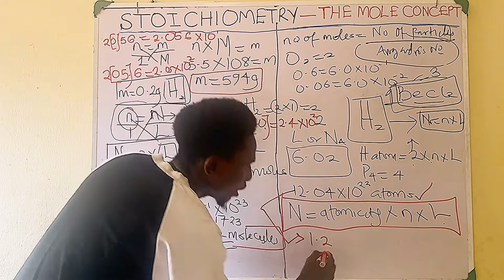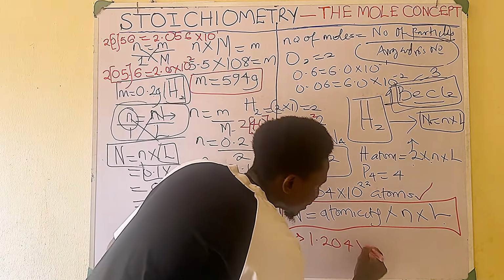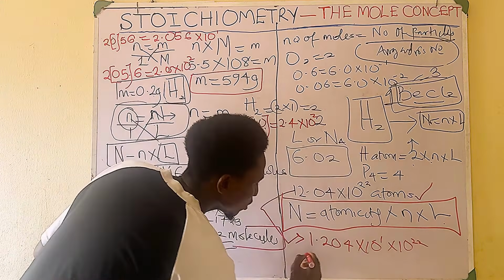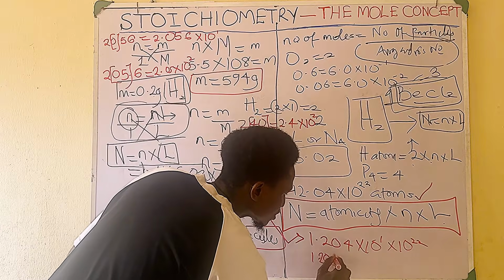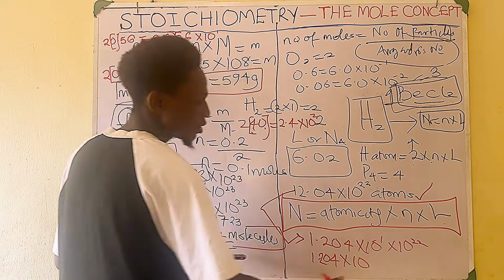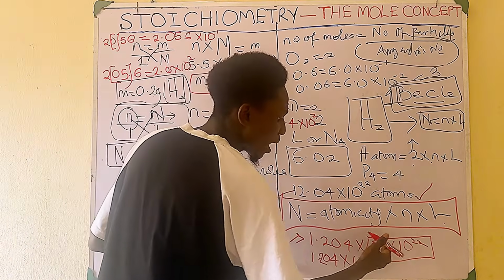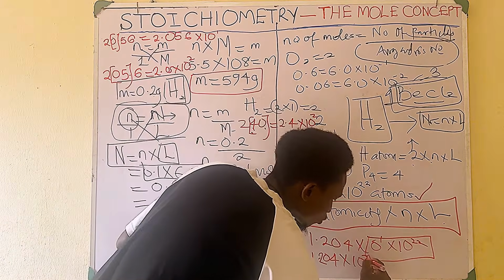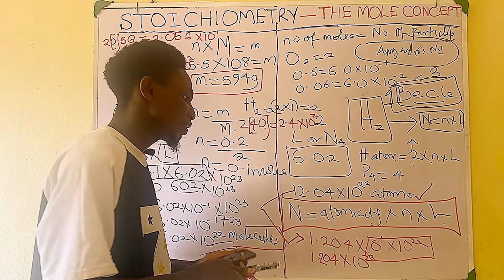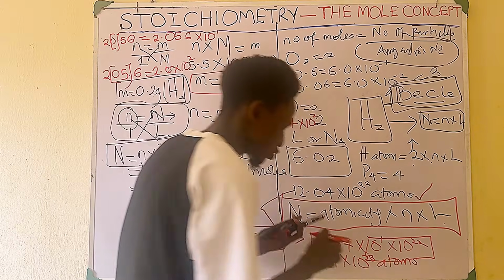So now what do you do? I'm going to have 1.204 times 10 raised to power 1 times 10 raised to power 22, which gives me 1.204 times 10 raised to power. According to indices, when you have times, you bring the tens together since they have the same base, so I'm going to be doing 1 plus 22. I'm going to have 23. So 1.204 times 10 raised to power 23 will now be your answer, atoms. That's the simplest form you can write this question.